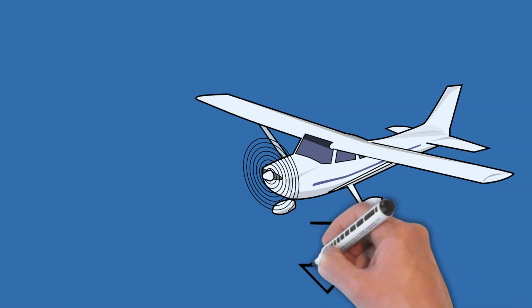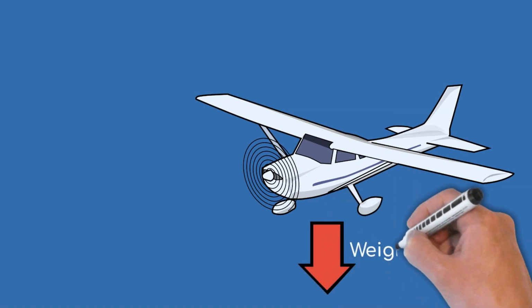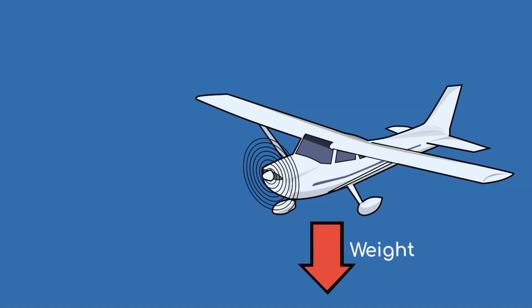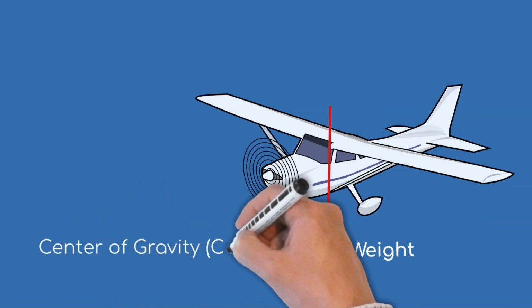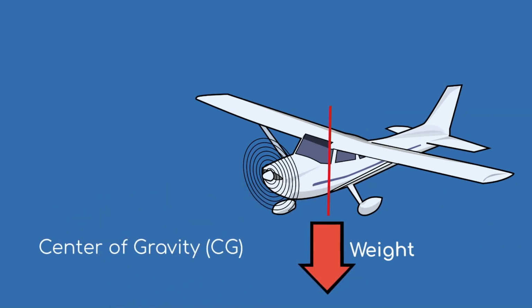Weight is just as it seems. It is the total load of the aircraft, including the aircraft itself and everything in it. The force of gravity causes the weight of the aircraft to pull it downward. Weight opposes lift and acts vertically downward through the aircraft's center of gravity, sometimes referred to as CG.